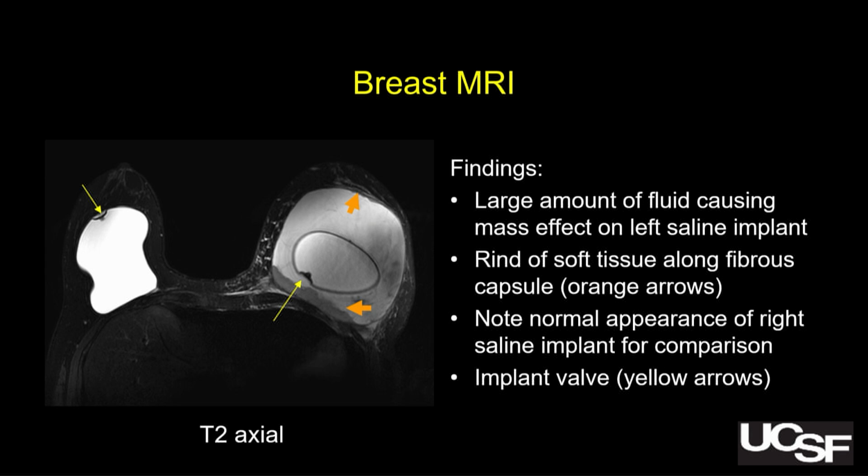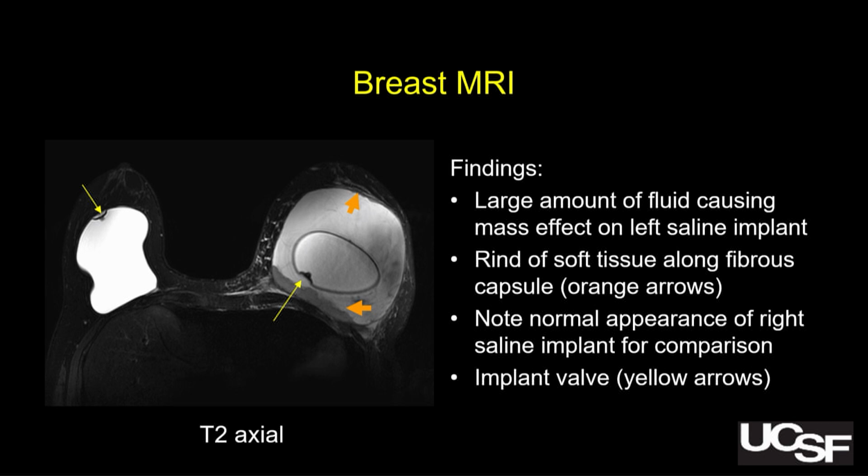Here's the breast MR. Okay, so that's a saline implant. You see the valve. And this fluid is squishing that left saline implant. So this isn't one of those dual lumens. And there's a rind of soft tissue along the fibrous capsule. And I show you this case because this is kind of the worst I've seen. We don't see the implant-associated lymphoma that frequently, thank goodness.